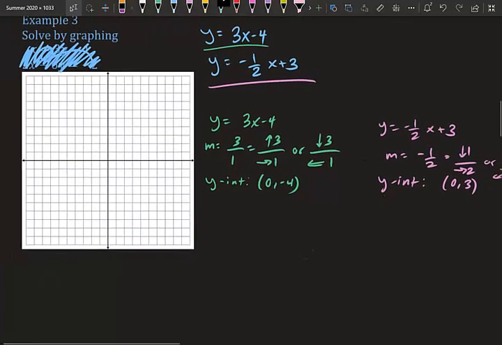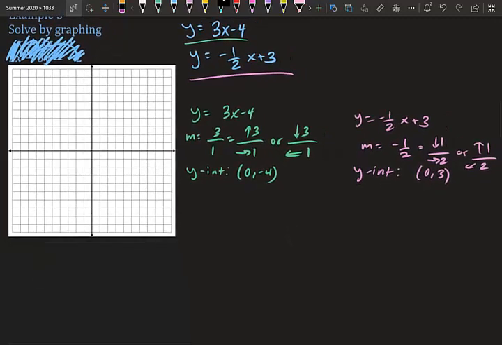So what we're going to do is graph both of these. So for our green one, we have 0, negative 4 as our first point, and we want a lot of points. So I'm going to go up 3, right 1, up 3, right 1, up 3, right 1, up 3, right 1, and then down 3, left 1, down 3, left 1. We're going to connect the dots as best as we can. There we go. That's good for me.